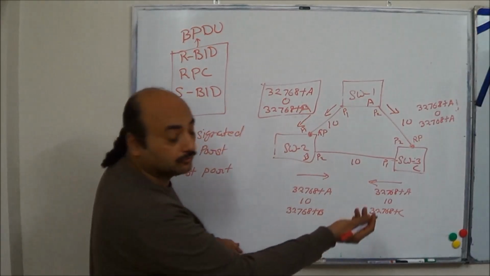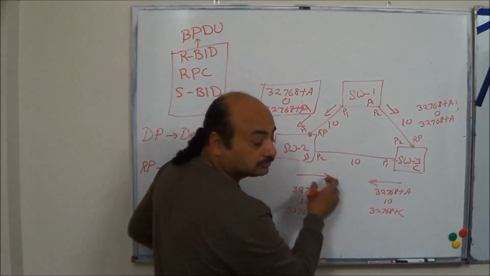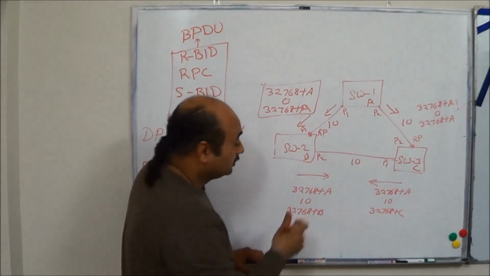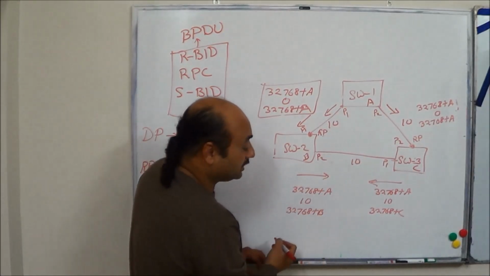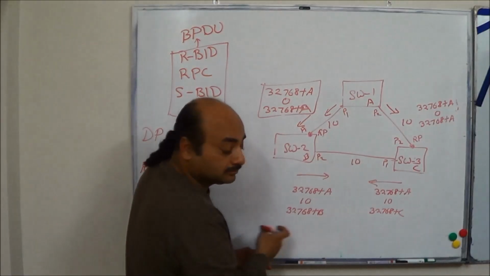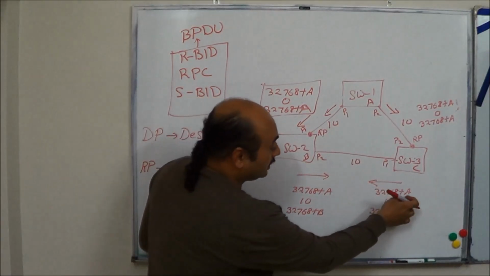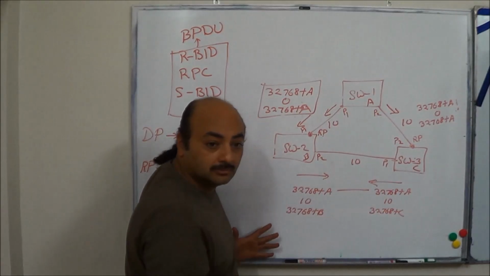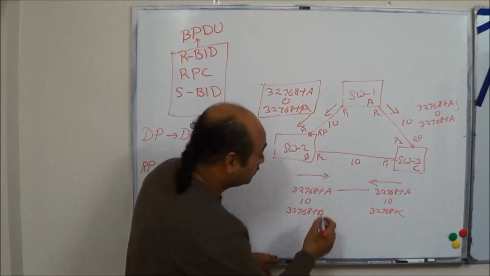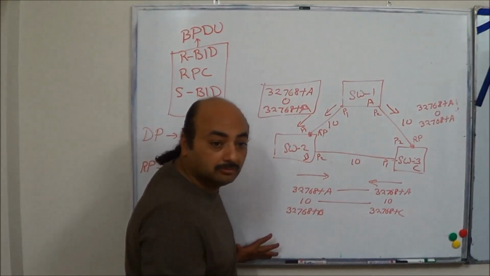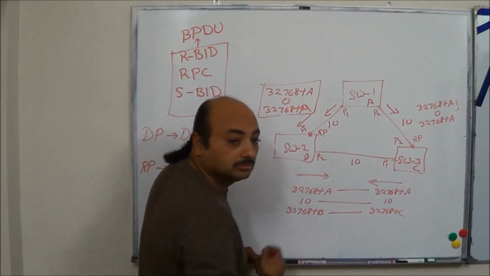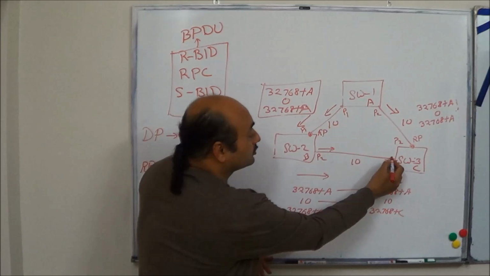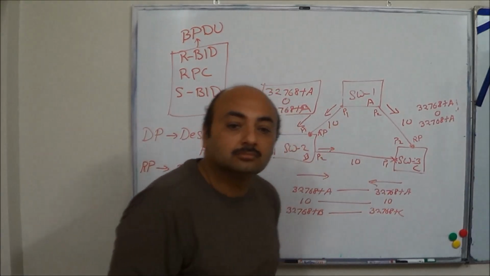So what do we do? We compare the BPDUs between here and here. Let us compare. What is this sending out? 32768 plus A plus 10 plus B. The other is sending 32768 plus 10. So let's compare these two. Same, cannot be the tiebreaker. Let's compare these two. Same, cannot be the tiebreaker. Let's compare these two. Which one is better? This one is better, 32768 plus B. This one continues to send and this one blocks.